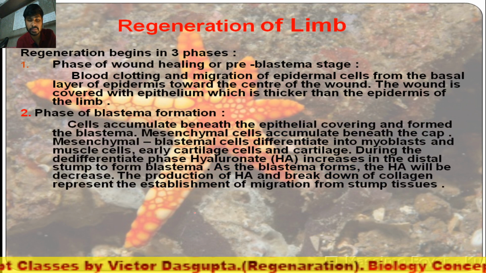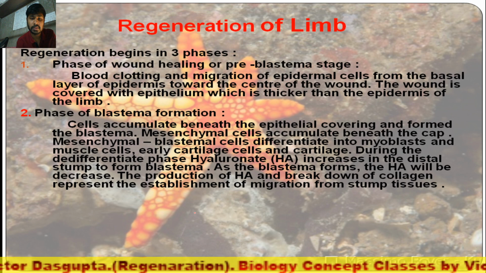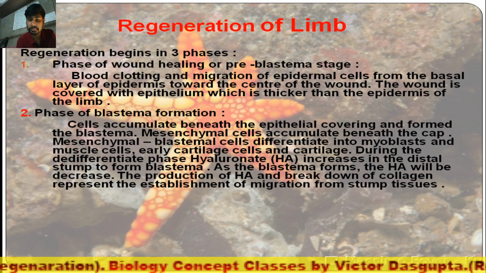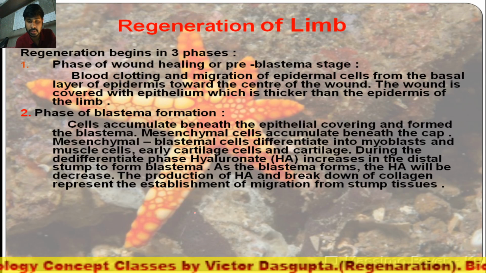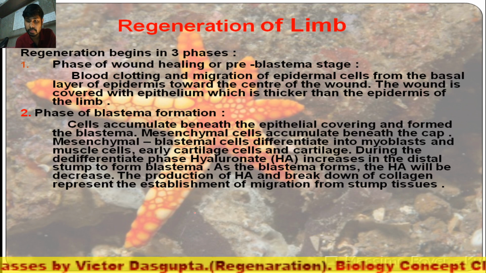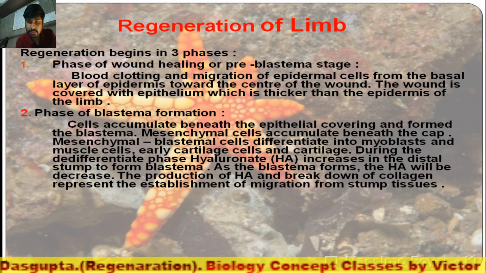Number 2 is the phase of blastema formation. I told you that blastema is an important word. The cell accumulation beneath the epithelium covering forms the blastema. Mesenchymal cells accumulate beneath the cap, mesenchyma, blastema. Cells differentiate into myoblasts and muscle cells, early cartilage cells and cartilage.